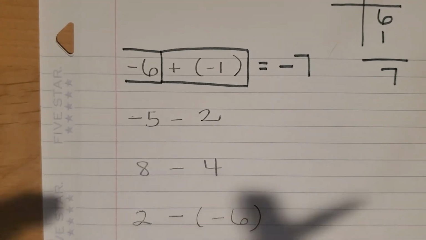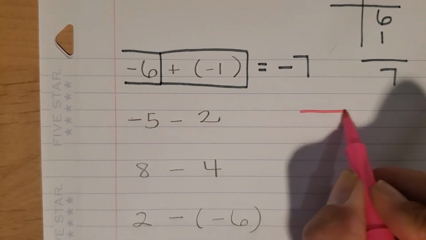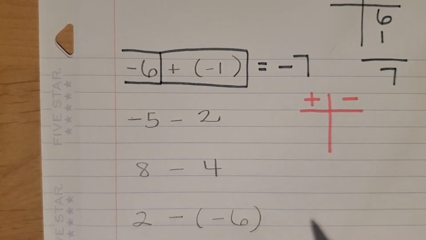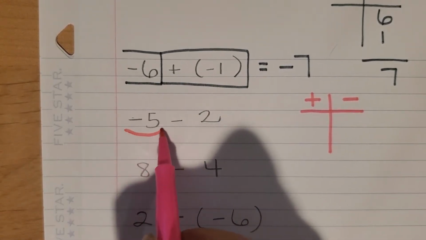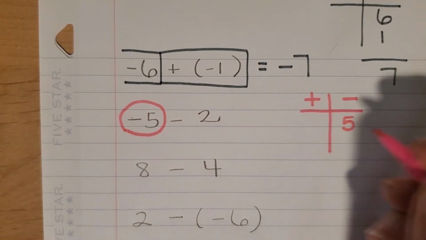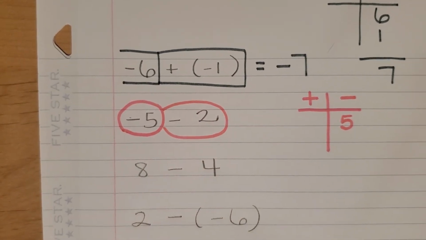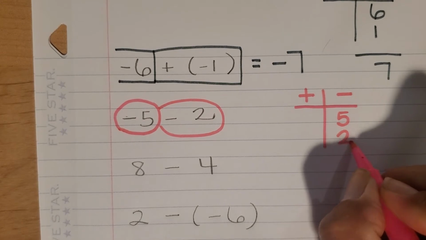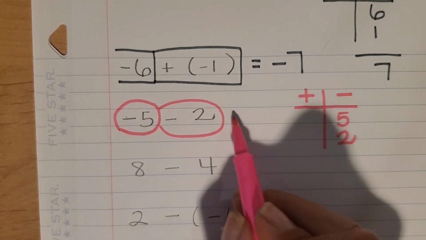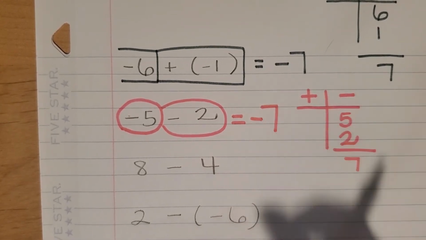We're going to do the next one, the same idea. So here's my little scoreboard. I've got positives and negatives. My first term is a -5, so that means I have 5 negatives. And my second term is a -2, so I have 2 negatives. If I have 5 and 2 negatives, that gives me a total of 7 negatives.